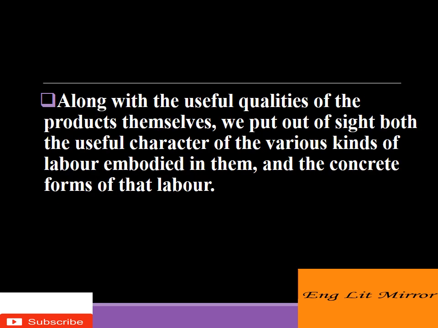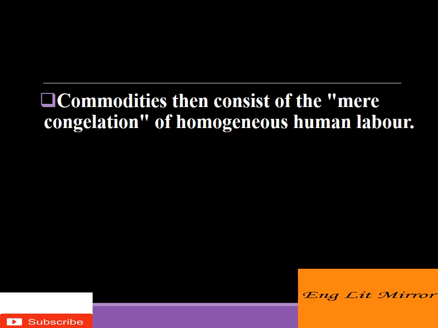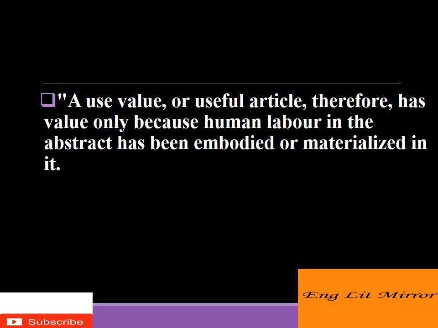Along with the useful qualities of the products themselves, we put out of sight both the useful character of the various kinds of labor embodied in them and the concrete forms of that labor. There is nothing left but what is common to them all. All are reduced to one and the same sort of labor, human labor in the abstract. Commodities then consist of the mere conjugation of homogeneous human labor. A use value or useful article therefore has value only because human labor in the abstract has been embodied or materialized in it.